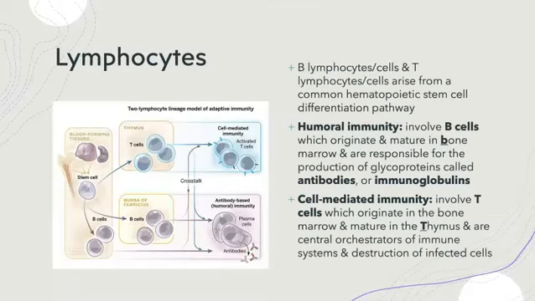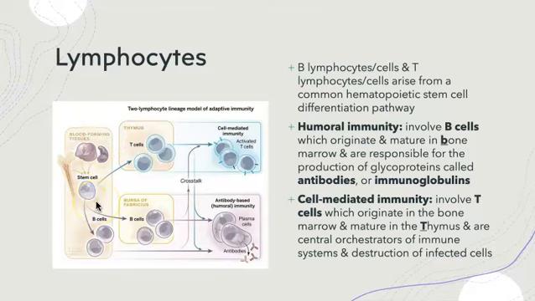Now, our primary cells that are working within the adaptive immune system are our lymphocytes, or most of you better know them as your T cells and B cells. And they're going to arise from a common hematopoietic stem cell and work their way down that differentiation pathway. And you could see that pathway taking place over here.